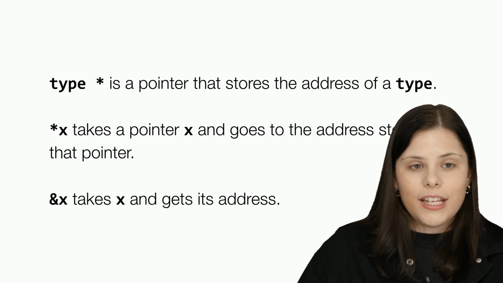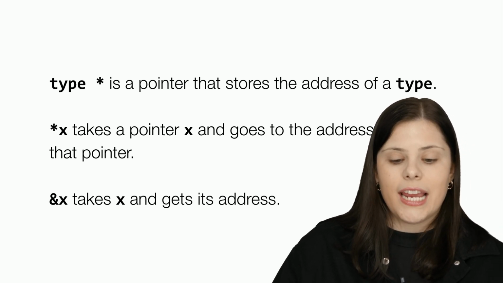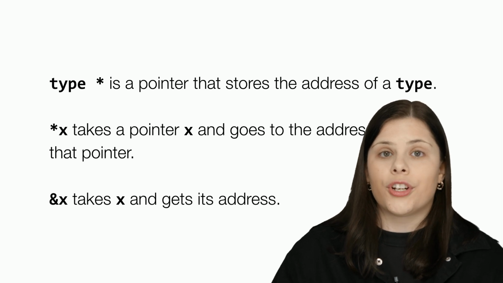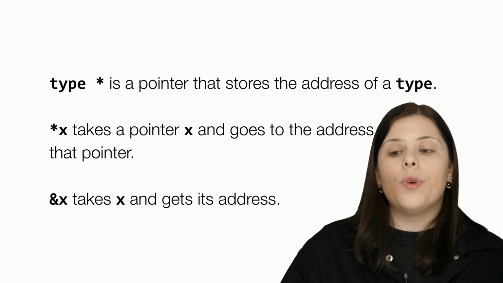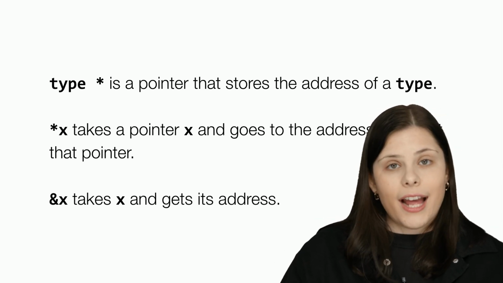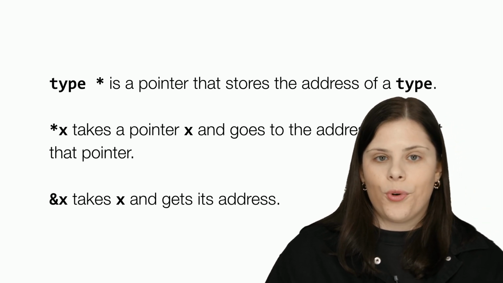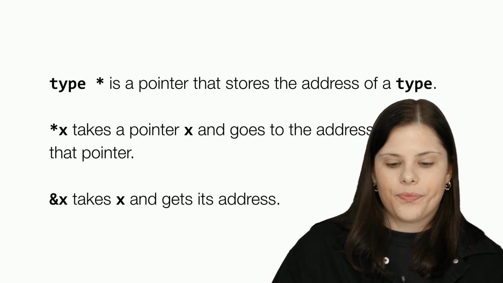And lastly, we have ampersand x that takes x and gets its address. So that was important when we're defining our pointers in the very beginning, right? We want to make sure we're grabbing that address from the variable that we're interested in so that we can store it in the pointer afterwards.